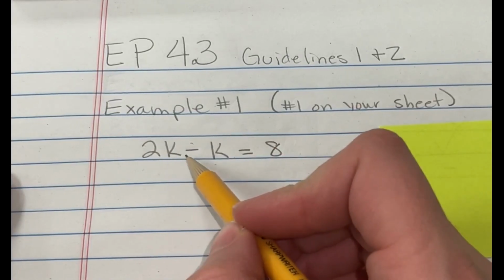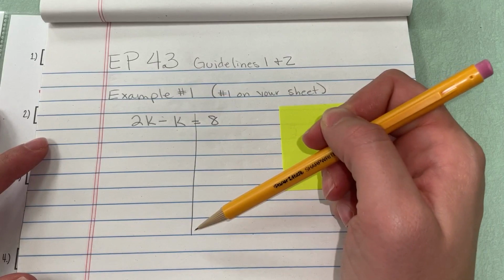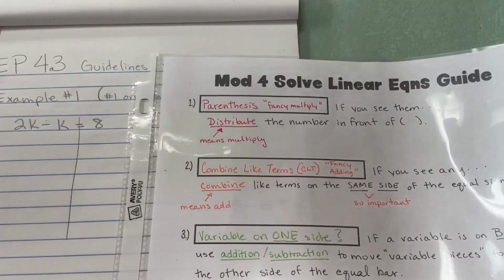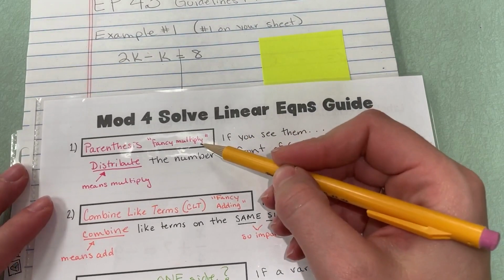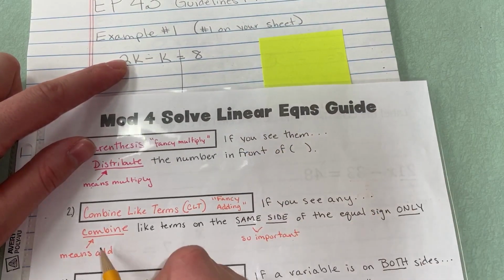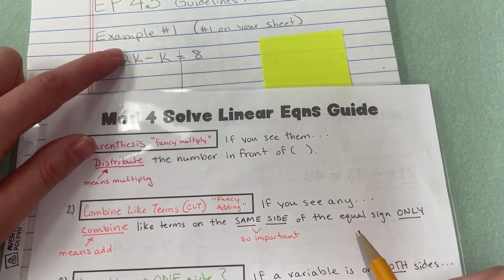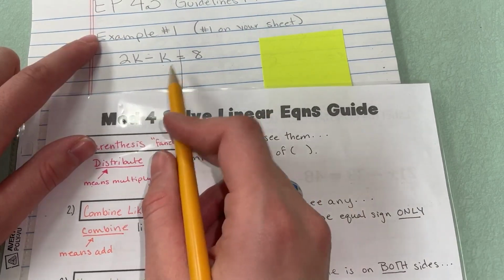We have 2k minus k equals 8. First thing I'm going to draw is my equal bar. All right, so let's look at this. There's no parentheses in this problem. Combining like terms. If you see any, you're going to combine like terms on the same side of the equal sign. I have like terms on this side of the equal sign, so let's take a look at this.